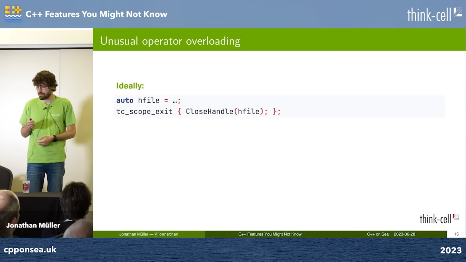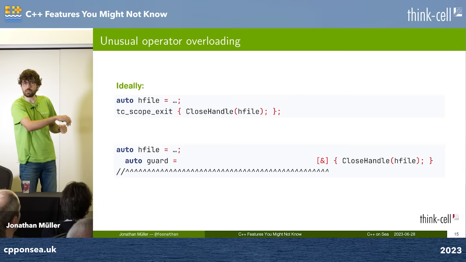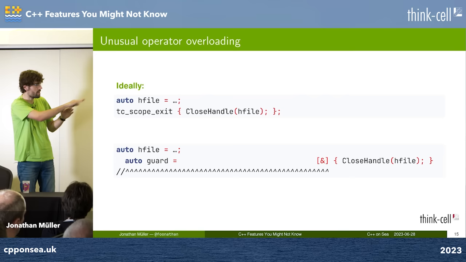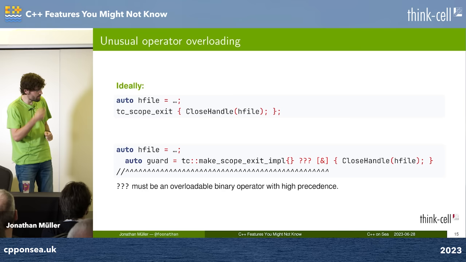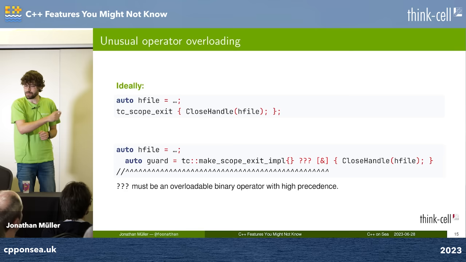And so what does the macro need to do? Well, we need to create a guard object and we turn the expression into a lambda. That's pretty easy, just write the lambda capture in front, now it's a lambda. And now we need to somehow turn that into a scope guard object. Well, we can do that by creating an object of tag type and then calling some operator that takes a lambda and the tag type and returns a scope exit object. And that operator must be an overloadable binary operator with high precedence.